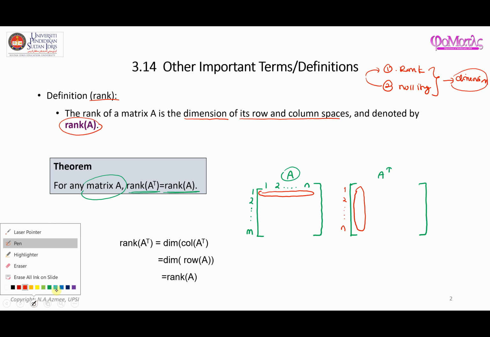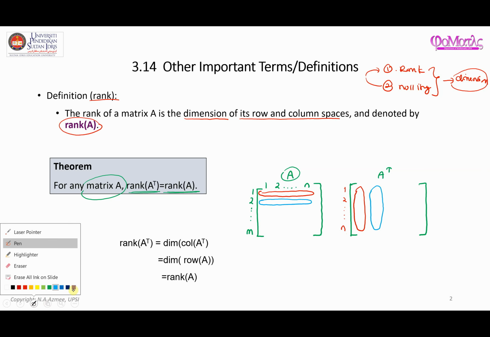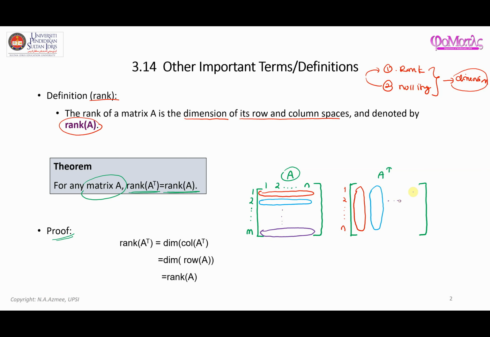And then, of course, if you think about it, the second row here will be the second column. And you can think of it as the last row here will be the last column for this A transpose matrix. And here we have 1, 2, up to mth columns. So in order to prove the whole statement given here, we want to prove that the rank of A transpose is equal to the rank of A.